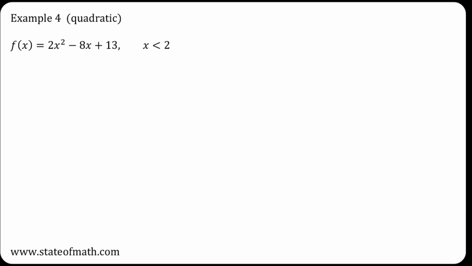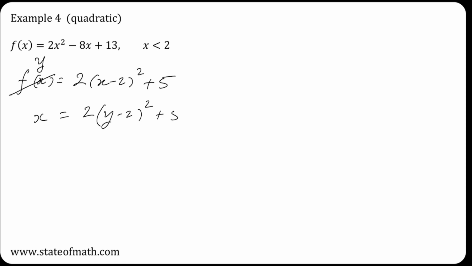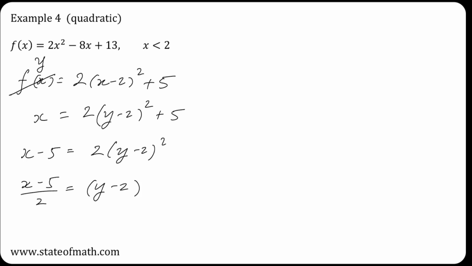So if you complete the square, you'll get the following: f of x equals 2 times x minus 2 squared plus 5. Again, check the video if you're not sure how to do this. So let's follow the 4 steps now. Replace f of x with y, and then interchange the roles of x and y. So x equals 2 times y minus 2 squared plus 5. And now start the procedure of getting y on its own. So x minus 5 is equal to 2 times y minus 2 squared, so x minus 5 over 2 is equal to y minus 2 squared.